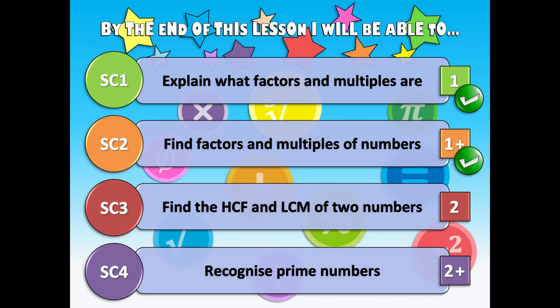So now we've completed success criteria 2. So now we're going to move on to number 3, and this is to find the highest common factor and the lowest common multiple of two numbers.